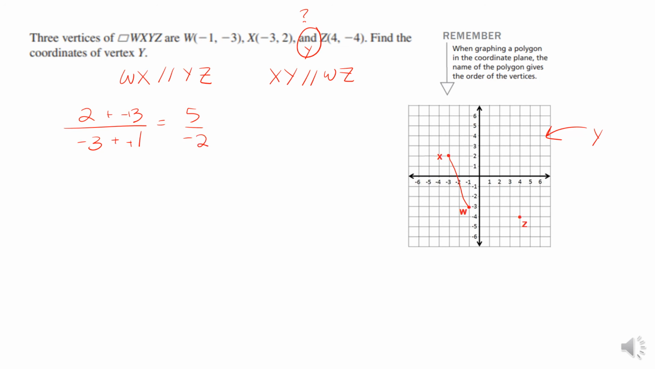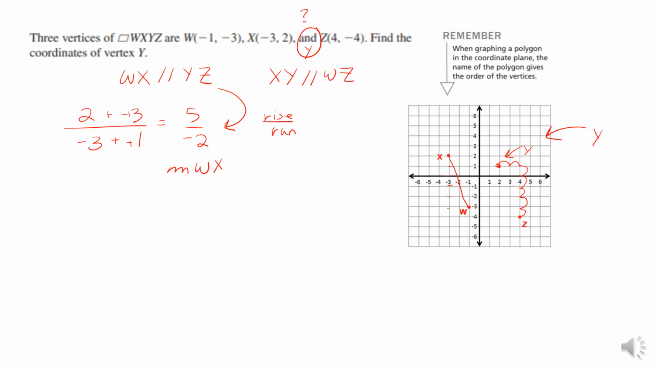So now that I know that that's the slope of WX, okay, I could count it here too. You could do it the same way. I like using the slope formula. But I also know that it's the slope of WZ. So I could actually remember rise over run. And I could just go rise, 2, 3, 4, 5, run of 1, 2. And there's my y. Okay, so that's y right there.